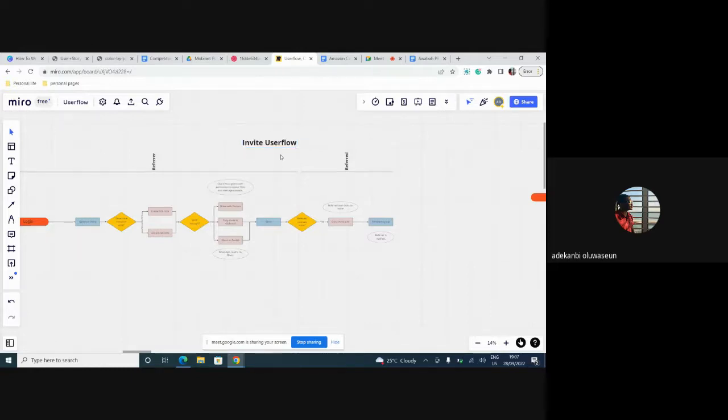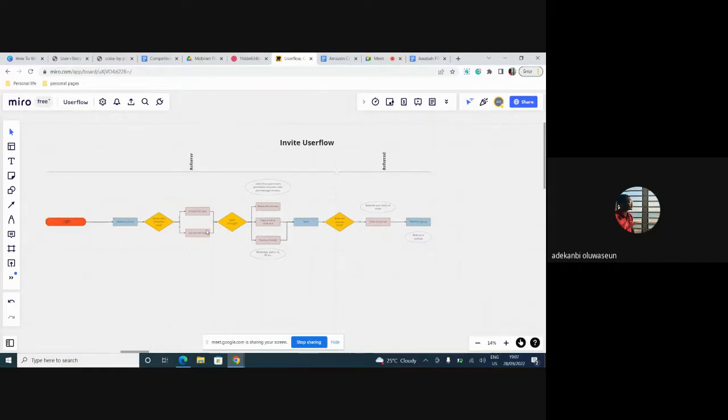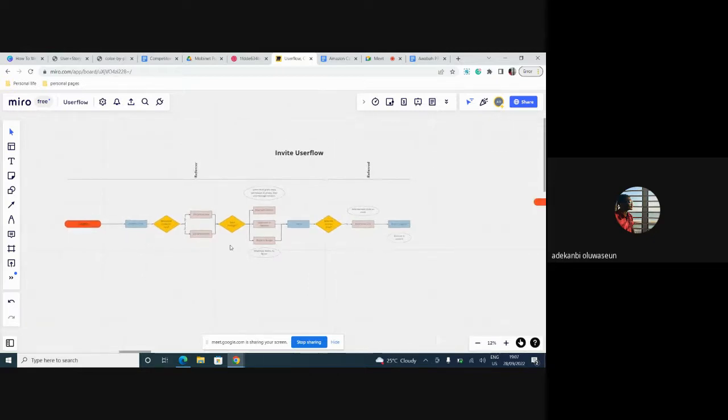So invite is a story. It has its own acceptance criteria. It has everything relating to it. So even the wireframe for invitation is different because it helps you see how it would work, right? So are you clear now?